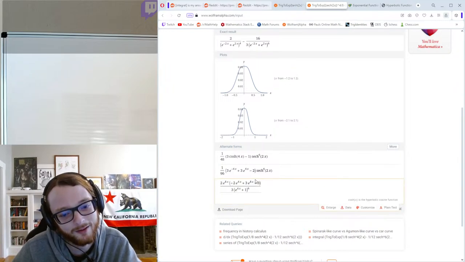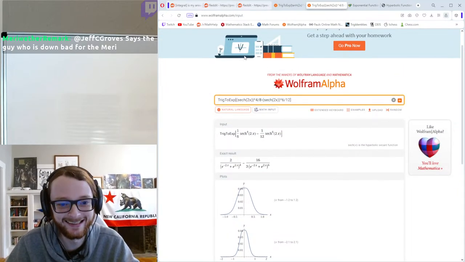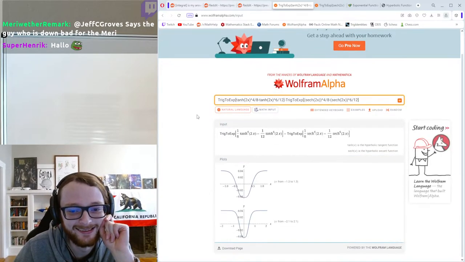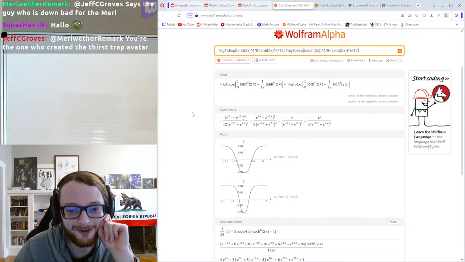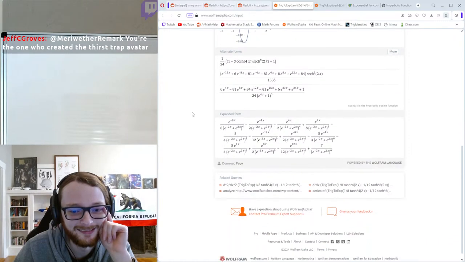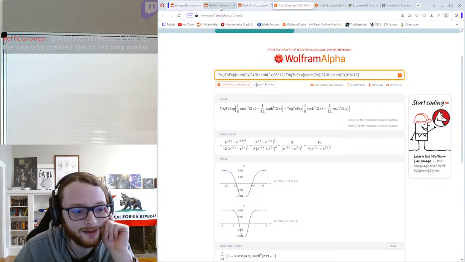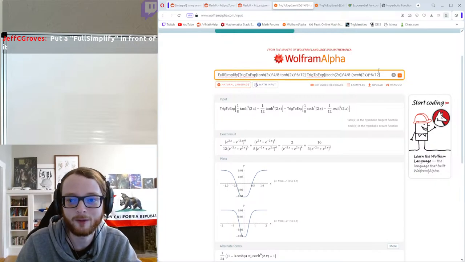No way these are the same, right? Oh no, it's not doing the exact same way. Okay, what happens if we subtract these? Is Wolfram Alpha lazy, or are these just not the same? I feel like this person made a mistake somewhere. Full simplify in front of it? Okay. Let's see if Wolfram Alpha yells at me for running out of computation time or something.